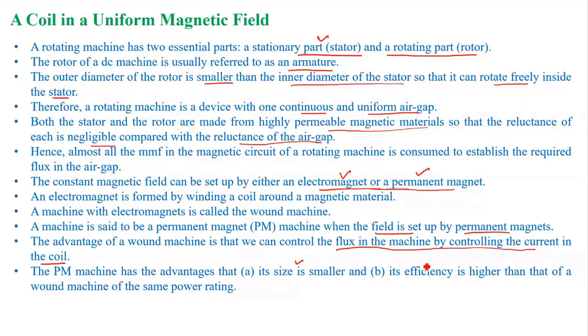And also the efficiency is higher in the case of permanent magnet machines because there is no loss in the coil which is acting as an electromagnet, right? Because when we put some wire around some coil, that wire itself has some losses, right? So that happens in the case of electromagnets, not in the permanent magnet. And therefore the efficiency of the permanent magnet machine becomes higher as compared to the wound machines, right?